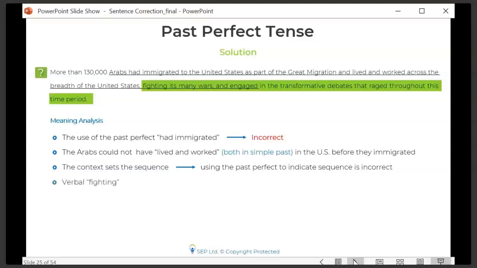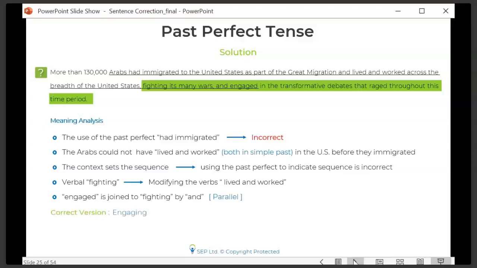"Engaged" is joined to "fighting" by "and." So then "engaged" should be "engaging" so that the two modifiers become parallel. All right, the correct version would be "fighting its many wars and engaging."